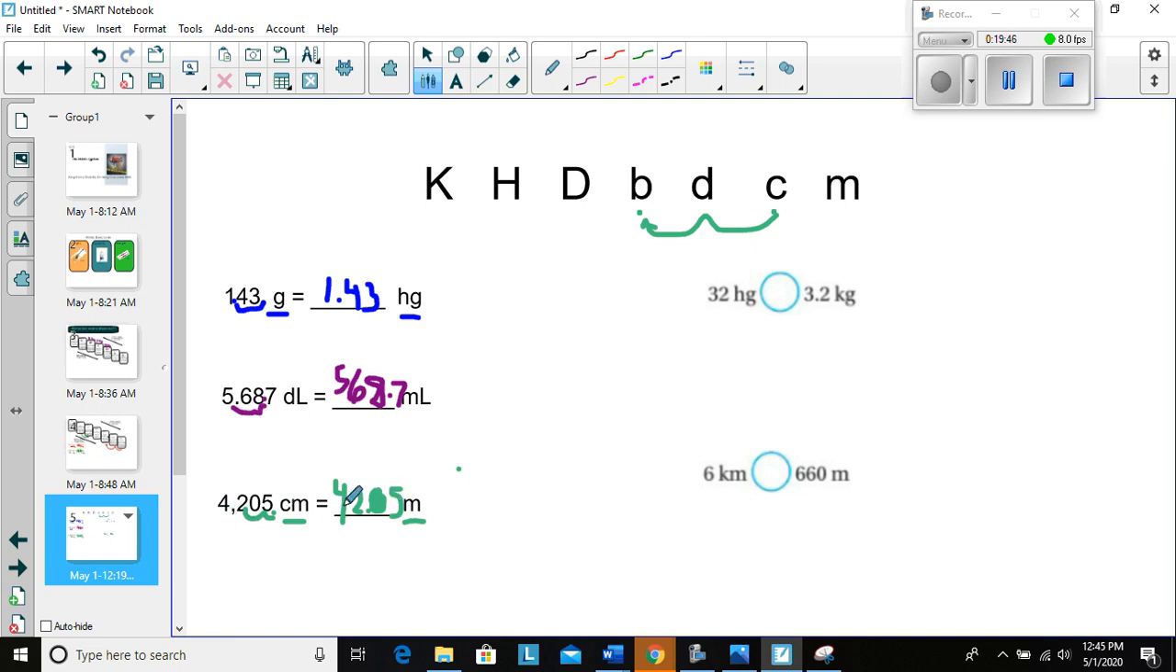is equivalent to the 4,205 centimeters. So these two numbers are equivalent. This is just written in centimeters, and this one it's written in meters. And since meters is bigger, we have a smaller amount of meters to represent it, 42 whole meters, whereas this took 4,000 centimeters, but that's because it's a smaller unit, right? Okay.